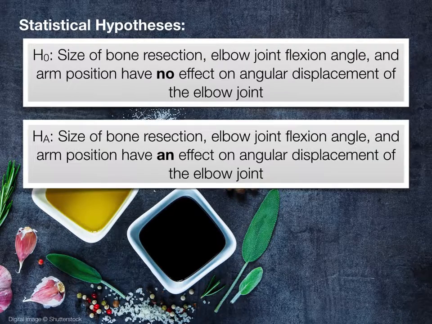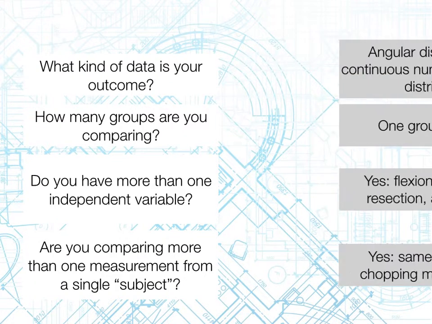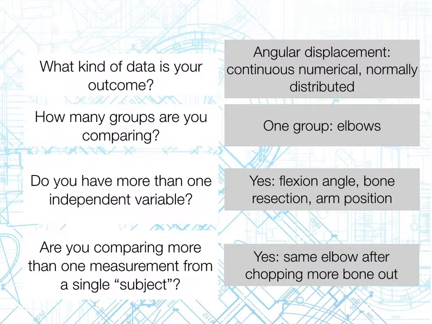Now for a bit of complication. Let's say we're going to use cadaver elbows to study effects of loss of joint surface on joint stability. We're going to progressively remove joint surface while testing stability during the flexion arc with the arm in different positions. We want to see what factors will cause significant increase in angular displacement. Here, we have angular displacement as our outcome, which is still continuous, numerical, and normally distributed.